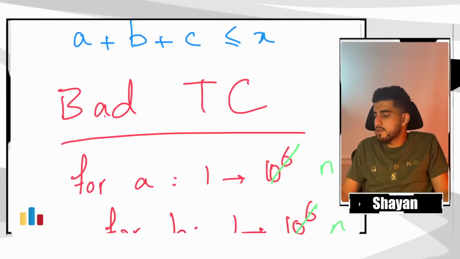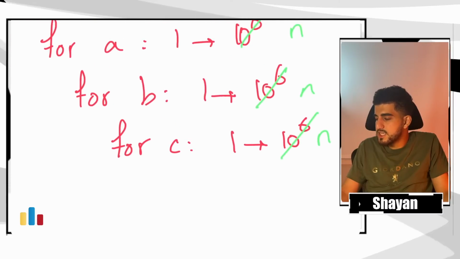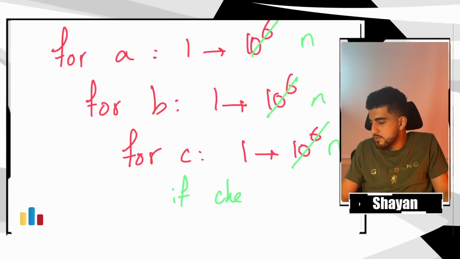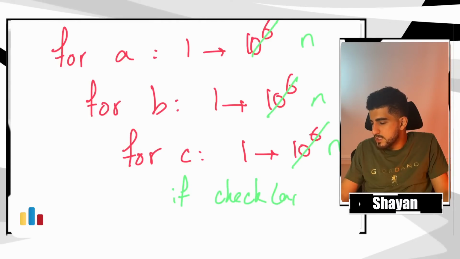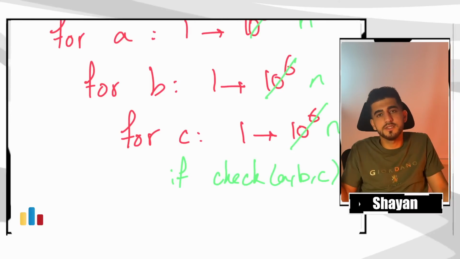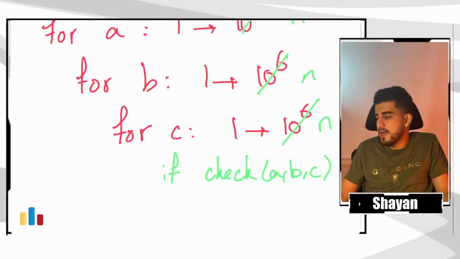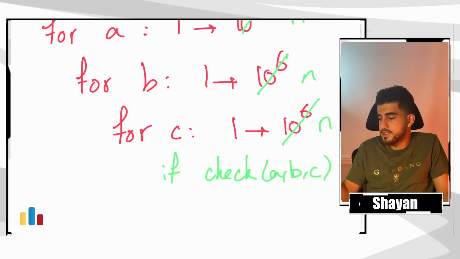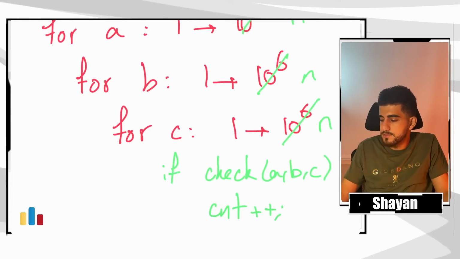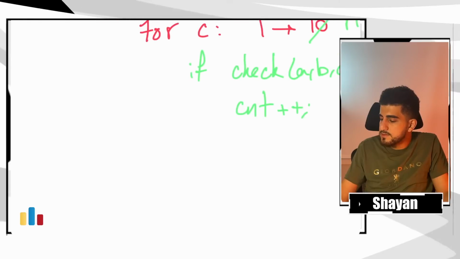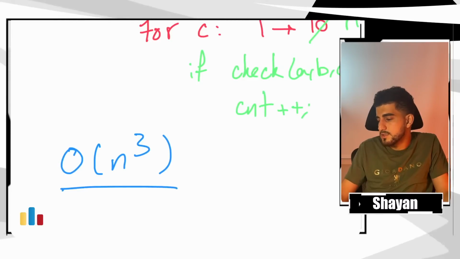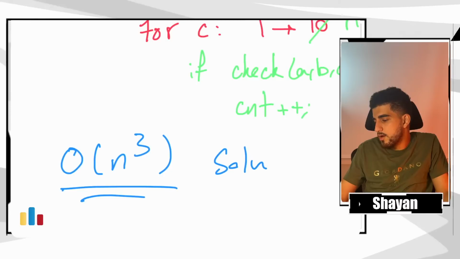So anyway, you have 3 fors, and you just check if check of a, b, c was true. Or in other words, it was possible, I mean, a plus b plus c was less than or equal to x, and ab plus bc plus ca was less than or equal to n, just say cnt plus plus. And at the end, print cnt. So this gives us an O of n cubed solution. Do you agree with this? So we already have an O of n cubed solution.